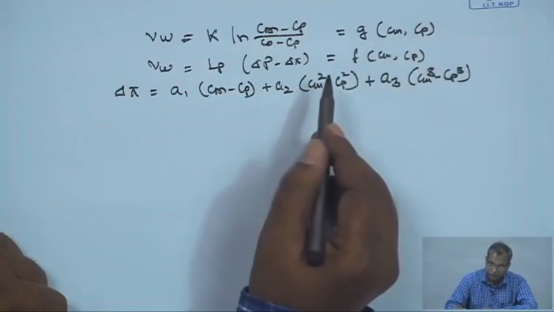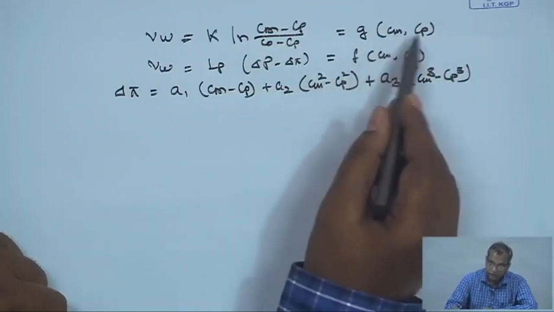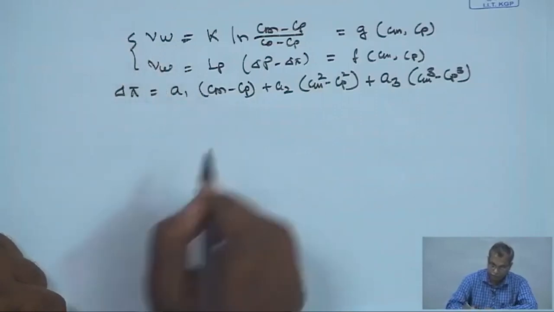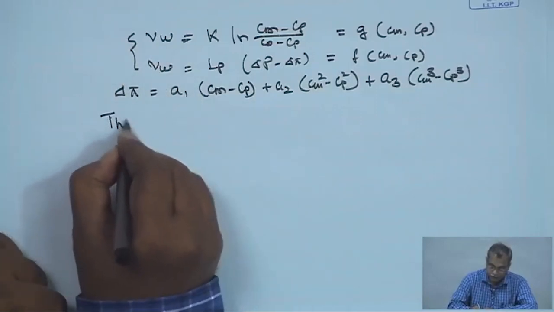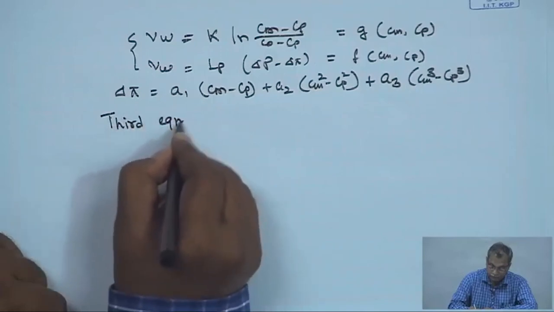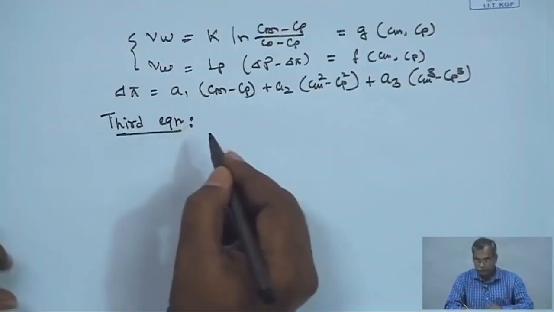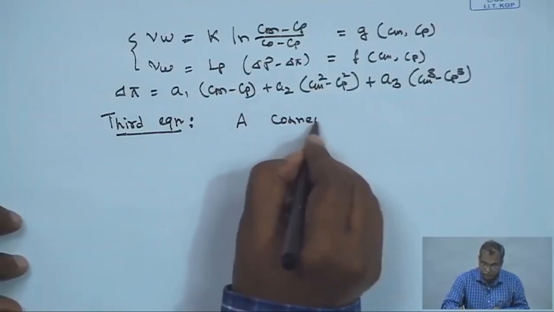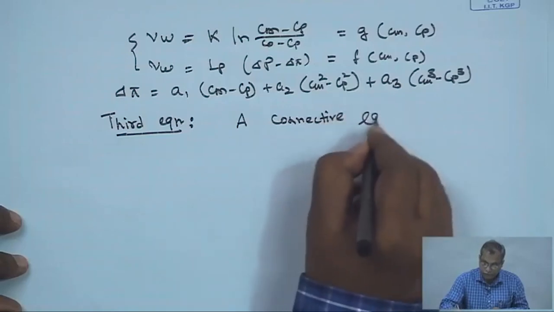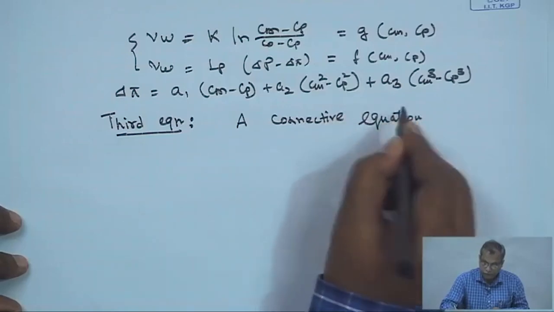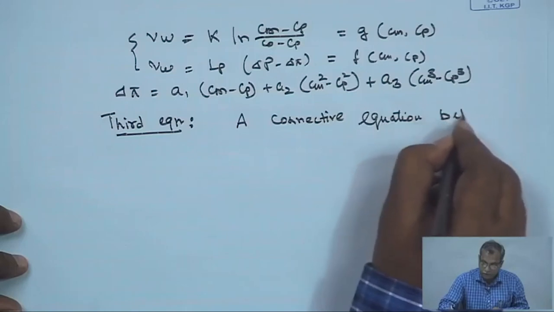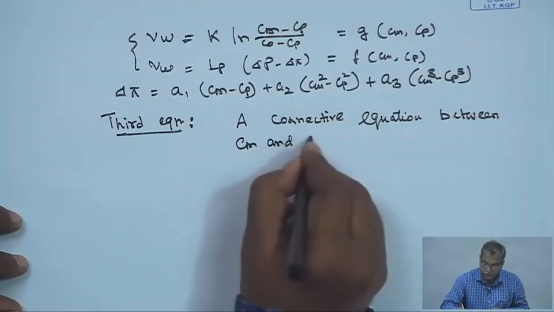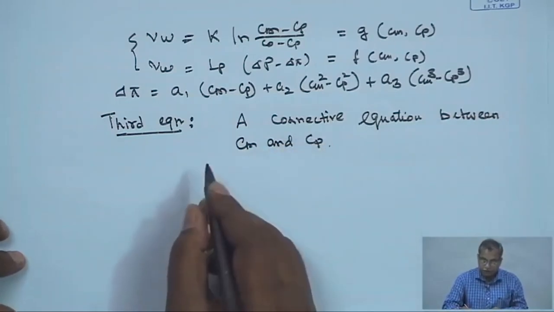But there are three unknowns, Cm, Cp and Vw, and we have two equations. So we need to have one more equation. What is the third equation? Let us look at what the third equation is. The third equation is basically a connective equation between Cm and Cp. So what is the connective equation?